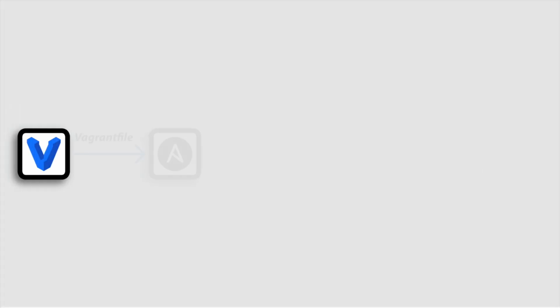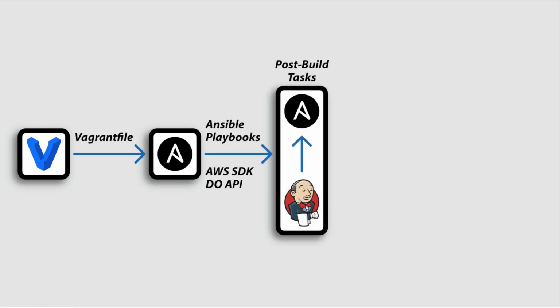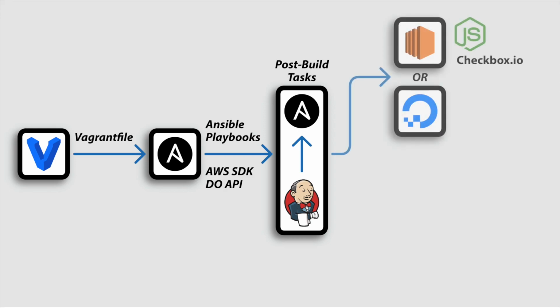For this milestone, we first wrote a Vagrant file to automatically provision and configure a local Ansible server. We then used the AWS SDK for JavaScript to automatically create an EC2 instance and then configured it for Jenkins using Ansible playbooks. As part of the Jenkins configuration, we created 2 build jobs, one for checkbox.io, a Node.js project, and one for iTrust, a Java project.